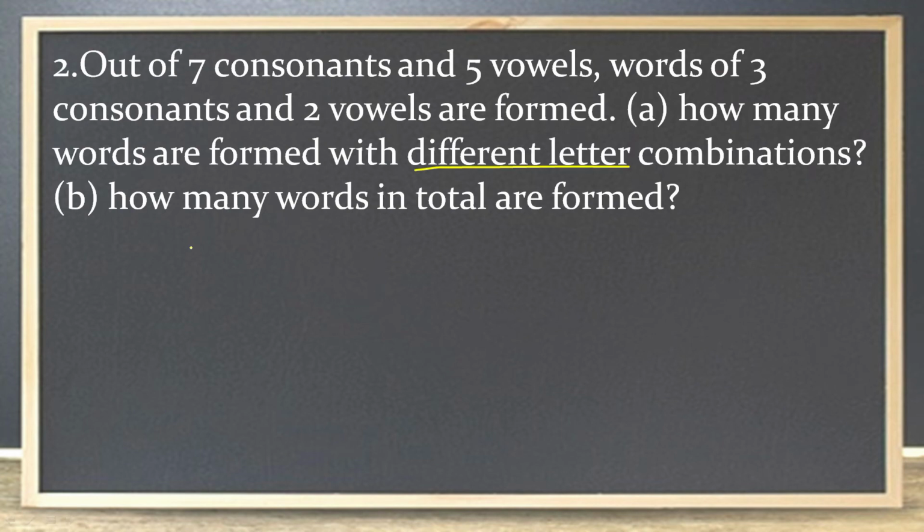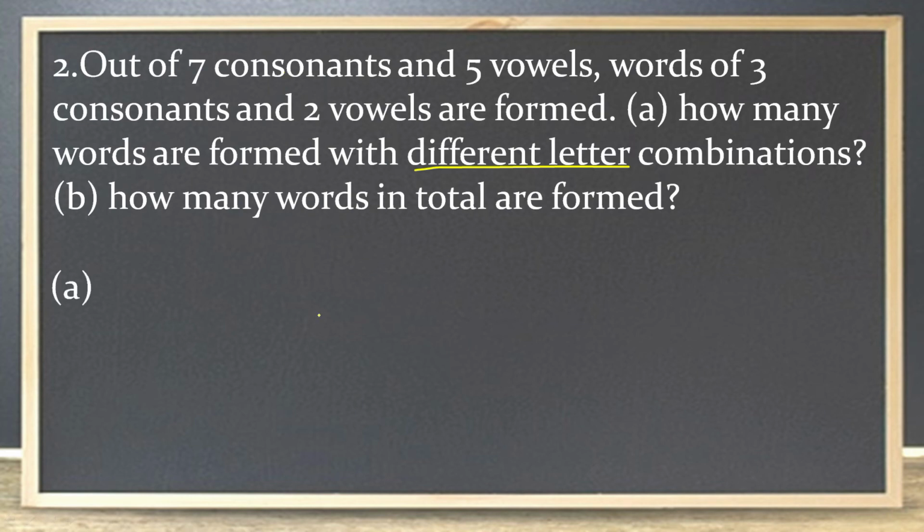So in terms of the solution, we have 7 consonants and 5 vowels. The words that are going to be formed will contain 5 letters. Of those 5 letters, 3 are consonants and 2 are vowels. So what we're going to do here is find how many combinations we can get from 7 consonant letters taking 3 at a time, and we also do the same for the vowel letters. Then we multiply the combinations of those 2 to give us the total number of words formed containing different letter combinations.